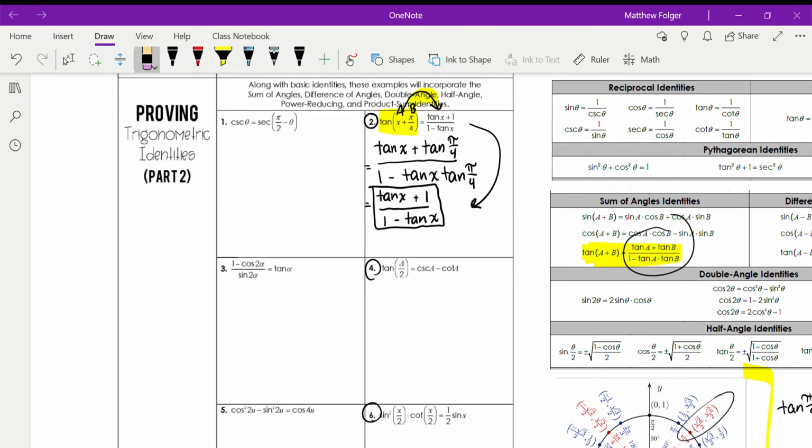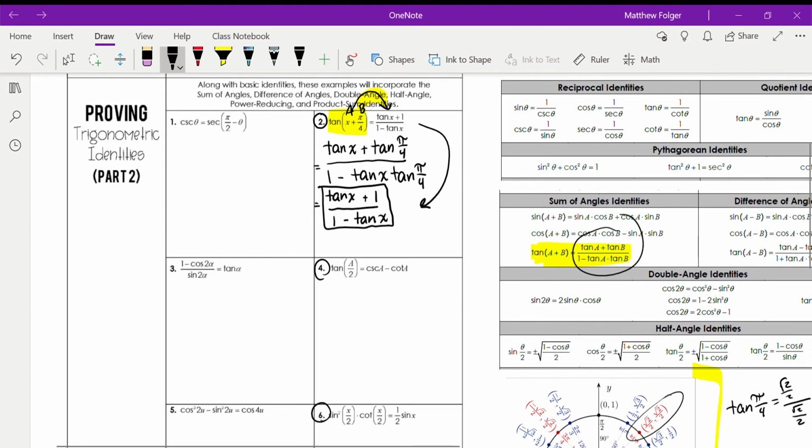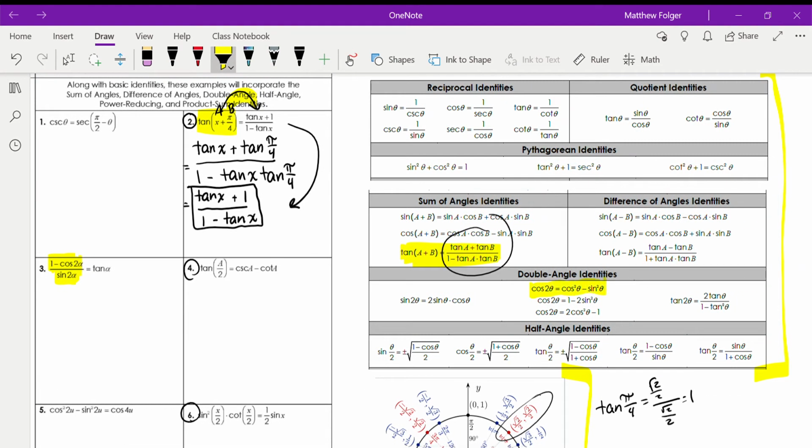Okay, so this one's going to be a little bit more complicated because we're going to be using 2 formulas. So first thing we want to do is figure out what side we want to simplify. I think this one's pretty obvious. This is the more complicated side over here. So if we take that one, we have 2 formulas. We have cos of 2 times an angle and sine of 2 times an angle. So let's look for the formulas for cos of 2 times an angle. Remember, there's 3 of them.